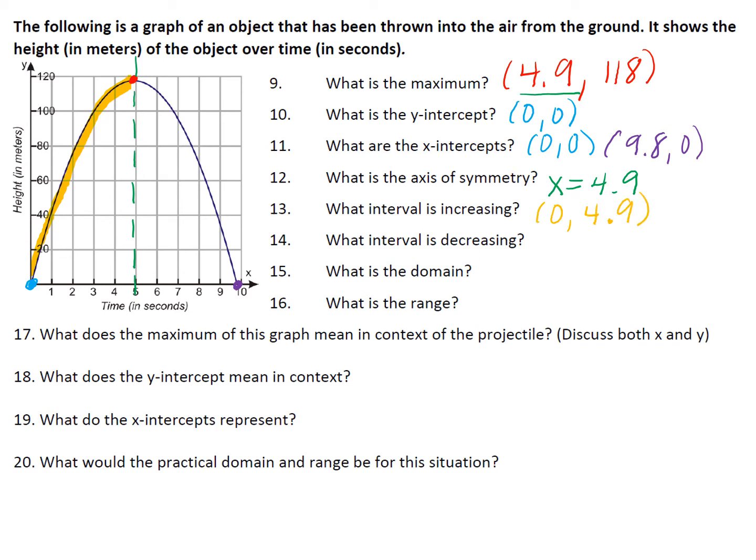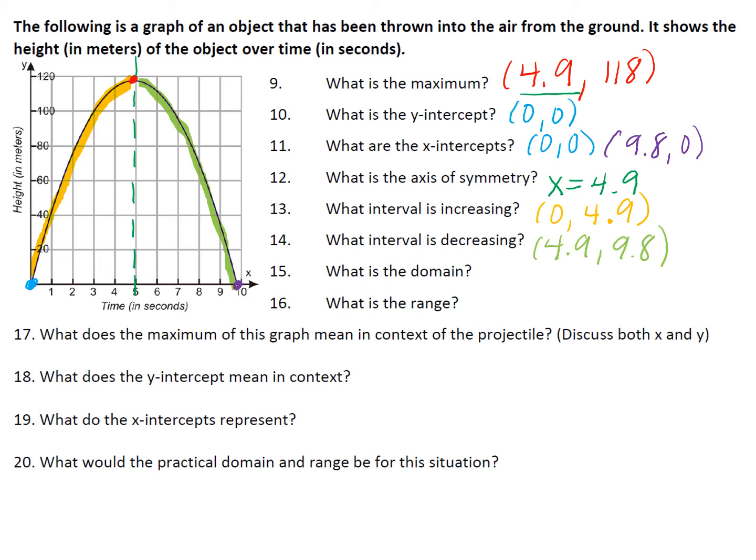And then after it increases, then it starts to decrease. So on the other side, again, I'm going to use the highlight feature. We're decreasing on the other side. So that occurs from 4.9 until the object hits the ground, and again I estimated that to be 9.8 seconds. All right, next question is your domain.